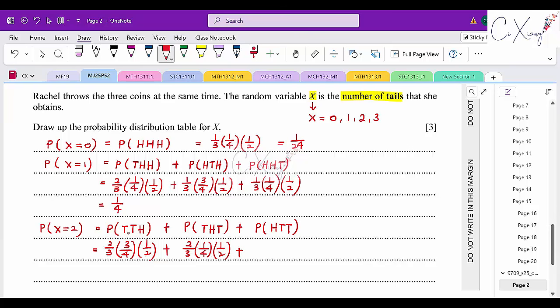Okay, then the third case is, the first one is a head, then the second one is a tail, and the last one is a tail. So the same thing happens. All these are the possible cases for x equals to 2. Then you just add them and simplify them. You should be having 11 over 24.